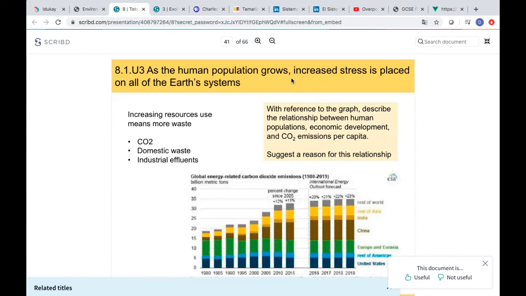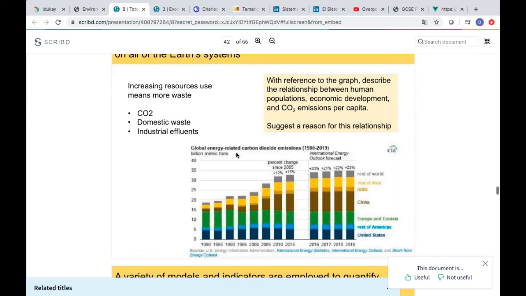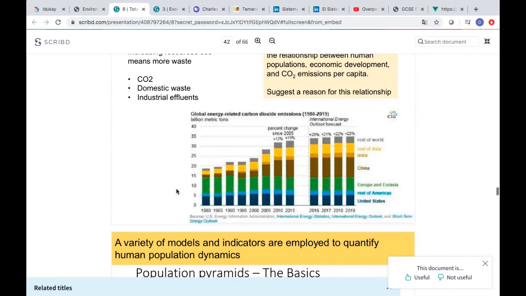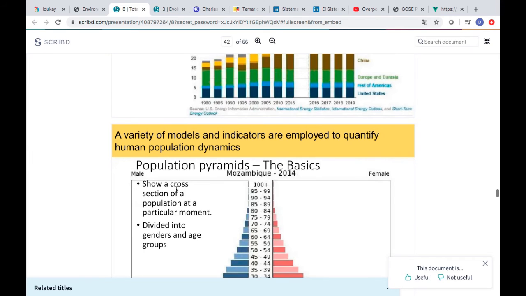Also, if the human population grows, the stress on the planet is going to increase. Why? Again, increasing resource use means more wastes, more production of CO2, more production of domestic wastes, and also there is going to be a release of industrial wastes in the effluents or the rivers, right? So there is going to be a discharge of some kind of pollution in the water systems and everything, in the atmosphere, in the rivers, in the soil. So everything is going to be affected. We are increasing and increasing at the rate that we are going.